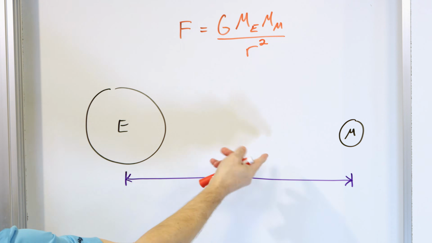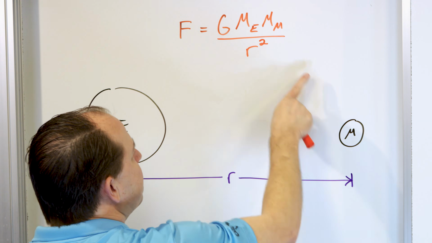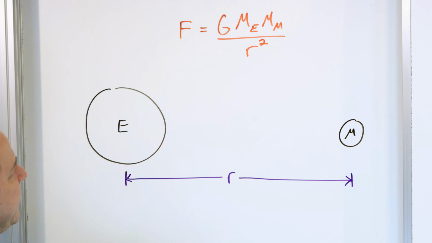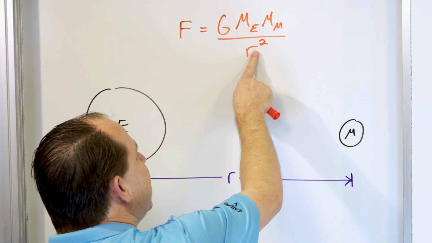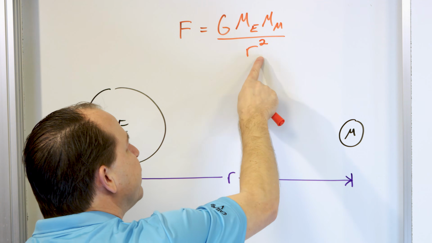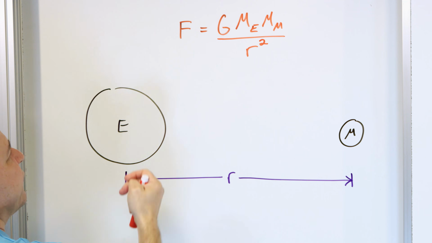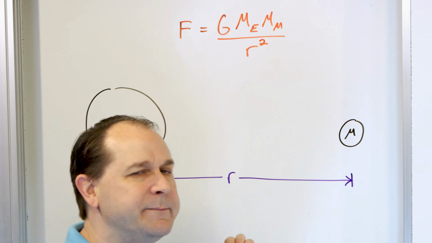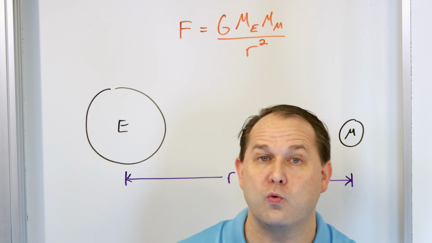If you make the mass of the Earth bigger, then the force goes up. If you make the mass of the moon bigger, then the force between them goes up as well. If you make the distance between them bigger, then you're dividing by a bigger number, and then the force goes down. However, you're not dividing by r, you're dividing by r squared.